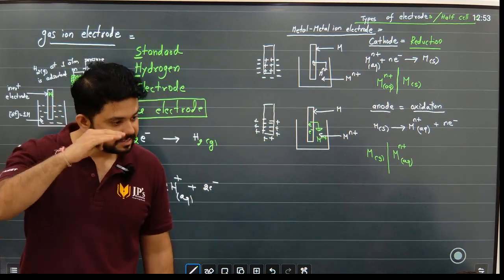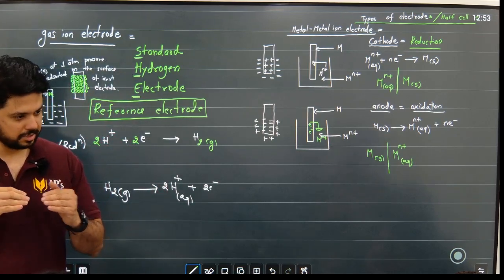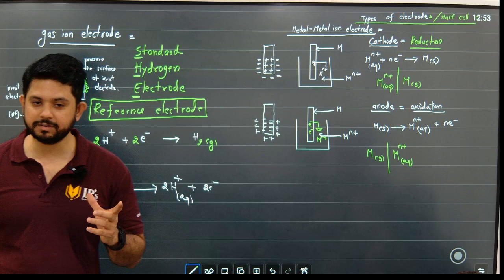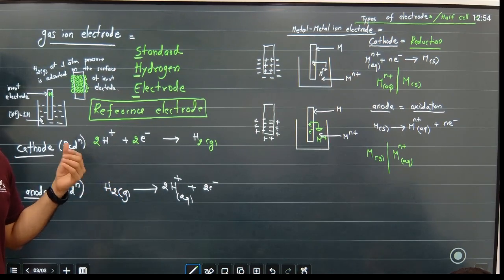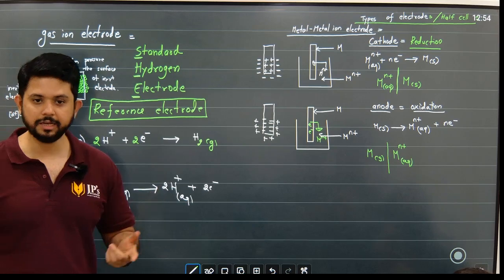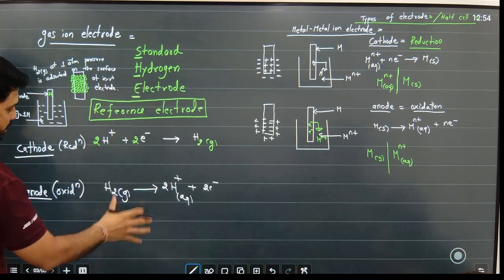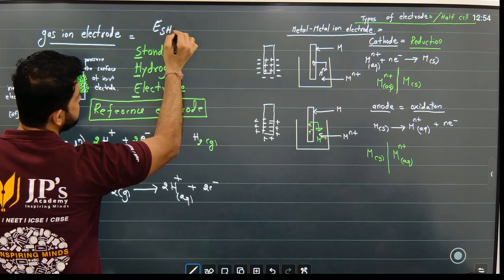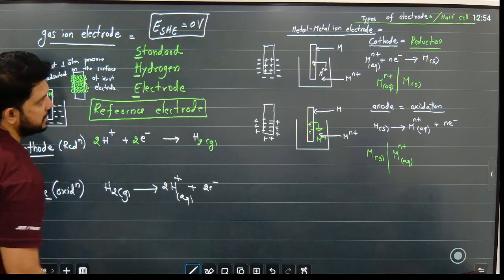आपने जो एक्टिविटी सीरीज पढ़ी थी उसमें पढ़ते थे कि हाइड्रोजन इज समवेयर इन द मिडल, ऊपर वाले एलिमेंट्स एंड नीचे वाले एलिमेंट्स. वो कहाँ से मिला एक्टिविटी सीरीज? Because hydrogen electrode was used as a reference electrode. We'll study more about this in reference electrode lecture and in electrochemical series. But some more points about SHE. The potential of SHE is 0 volts.